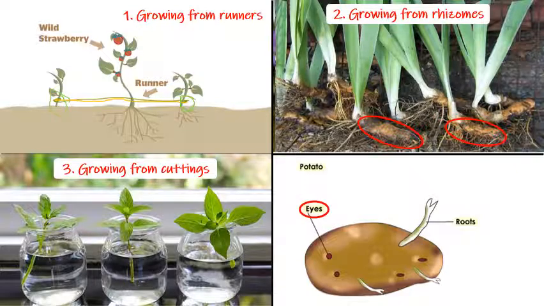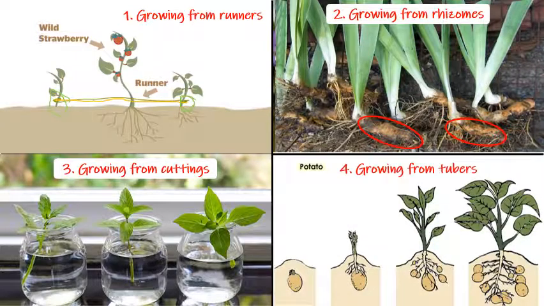The last type of vegetative reproduction is growing from tubers. Tubers, like potatoes, are underground stems that are fat because they store food. If we cut the sprouting eye of a potato and we place it in the soil, a new potato plant will be produced. So that's what we call growing from tuber, and the potato plant grows this way.